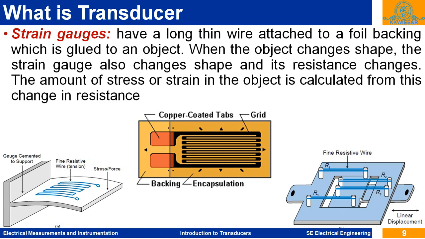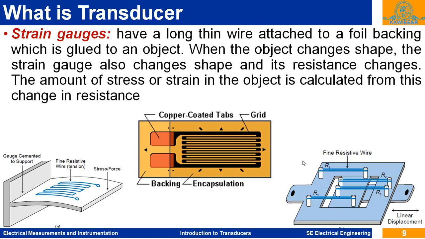This is another arrangement. There is one fixed part and another moving part, and between the fixed and movable pins, these fine resistive wires are placed. When there is a linear displacement, the R1 and R4 elements get elongated, and the R2 and R3 elements get compressed. Based on that, the resistance of the wires changes.